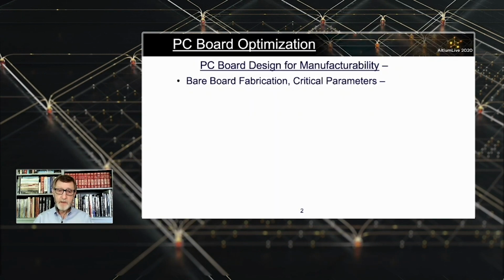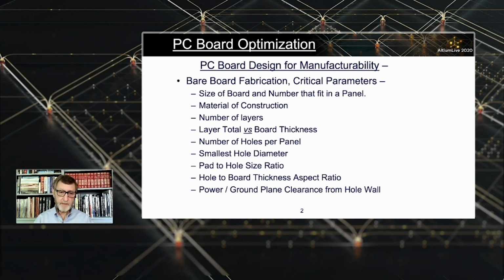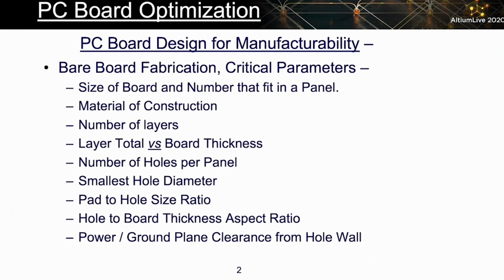So let's get started. When you send a circuit board design to a bareboard fabricator, they have a list of critical parameters that they look at, and they review those parameters relative to your design to decide just how producible your board is. And here's a list of some of those parameters. Board size versus number that will fit into a panel is, notice that's item number 1 on the list. That's one of the key items that fabricators will look at when they're reviewing your design. Why? Because how much material they have to use to build your boards will have a big impact on what they're going to charge you and what it's going to take for them to give you a reasonable price and still have a profit margin for themselves.